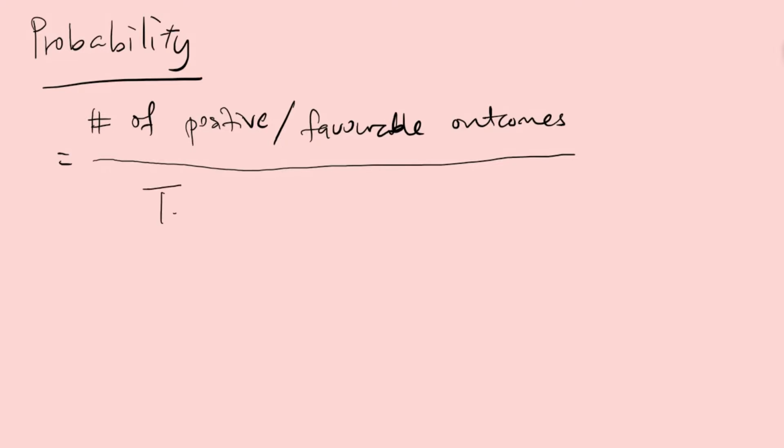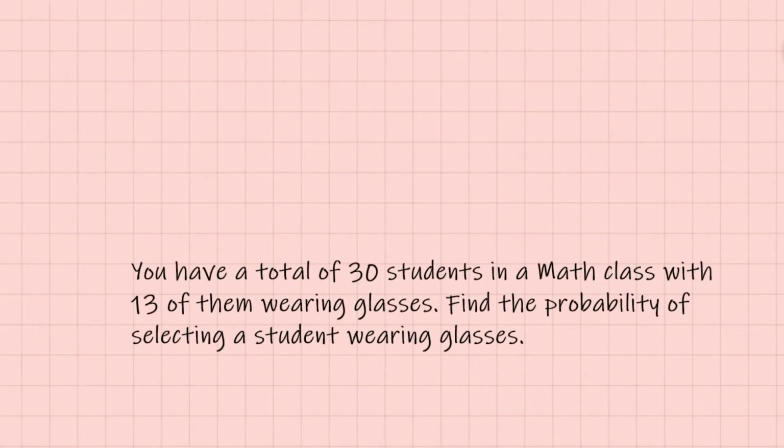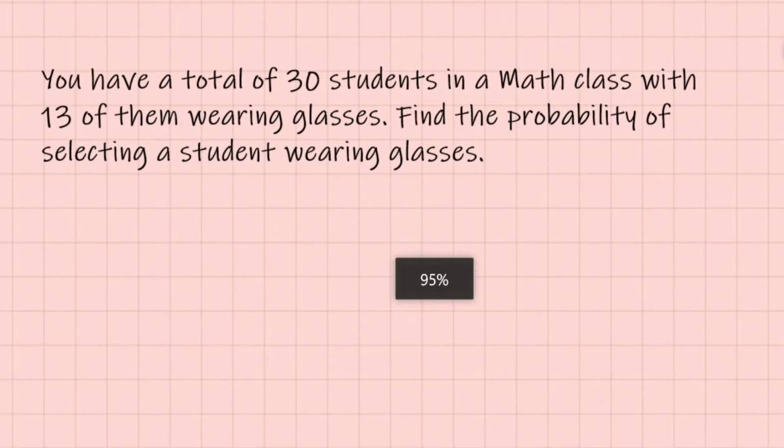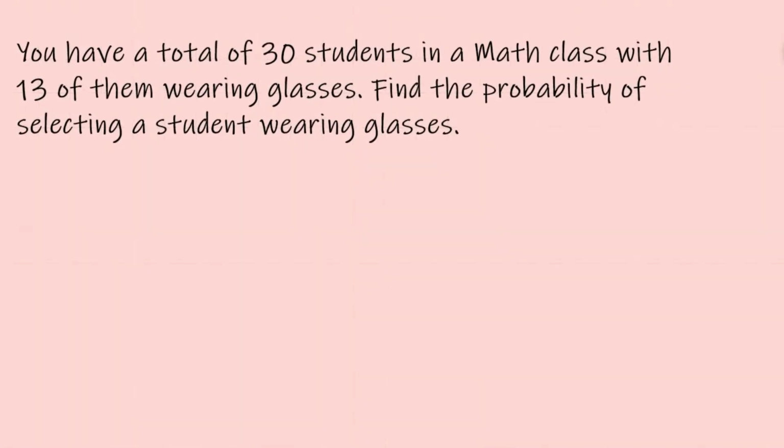You will take the number of positive or favorable outcomes, as we call them, for the particular event that you want to calculate and divide by the total number of possibilities. Okay, let's say for example you have this question here. There are a total of 30 students in the maths class, and 13 of them are wearing glasses. So the total possibility will be 30 students because there are altogether 30 students, right?